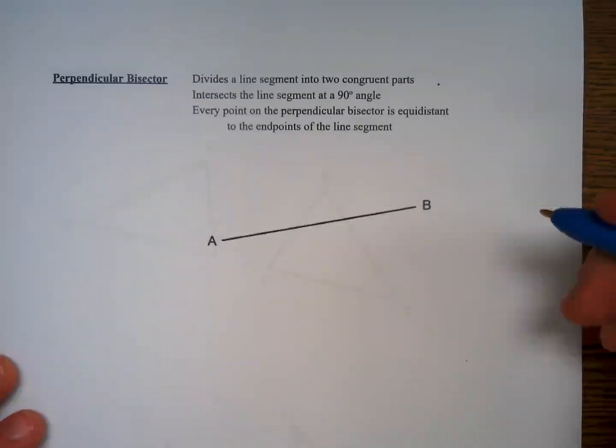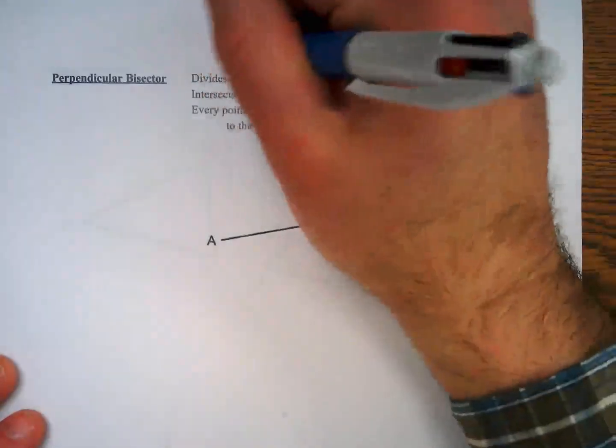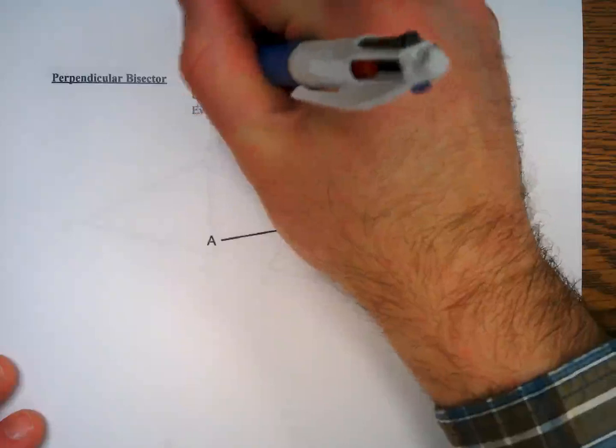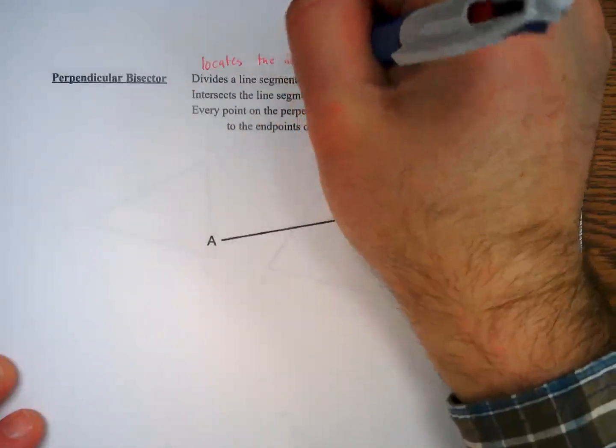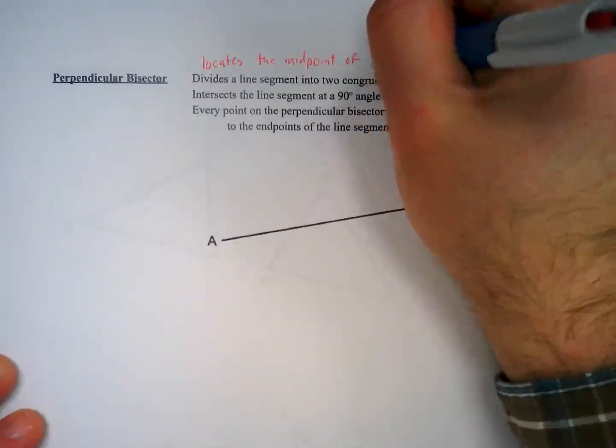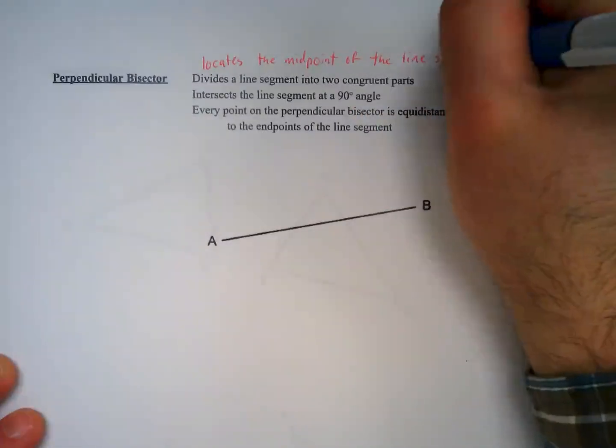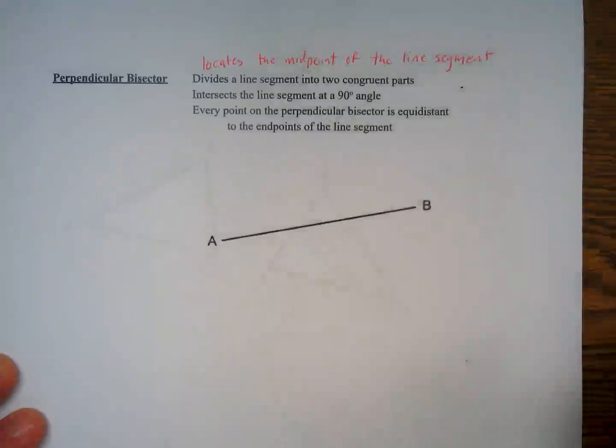line segment. Should also make a note that it locates the midpoint of the line segment. Okay, so it'll actually find that midpoint, the complete middle.